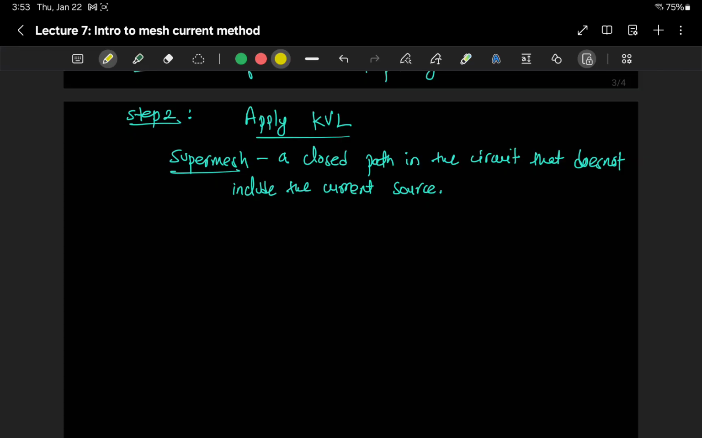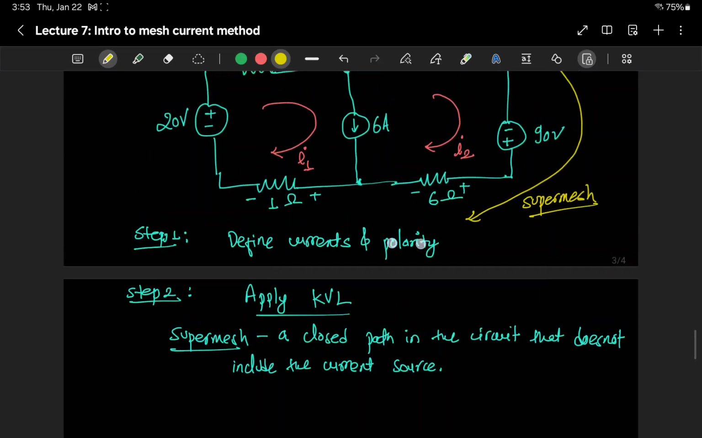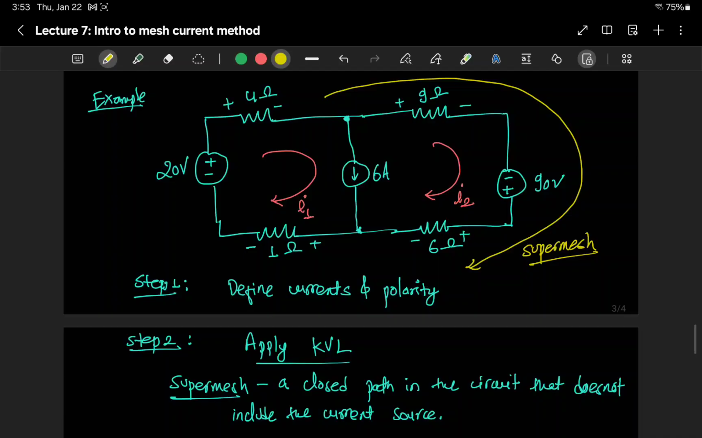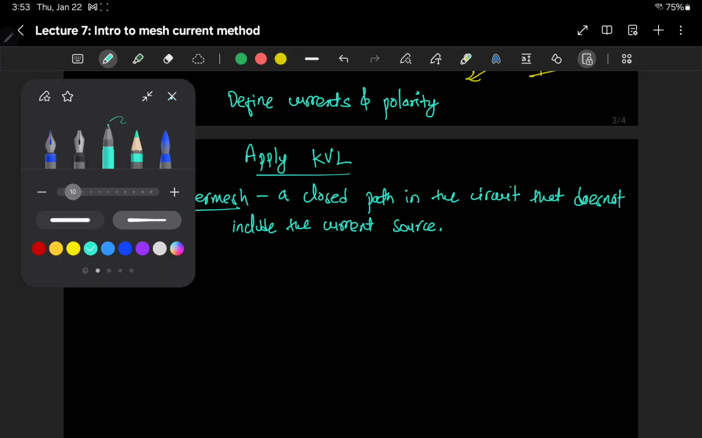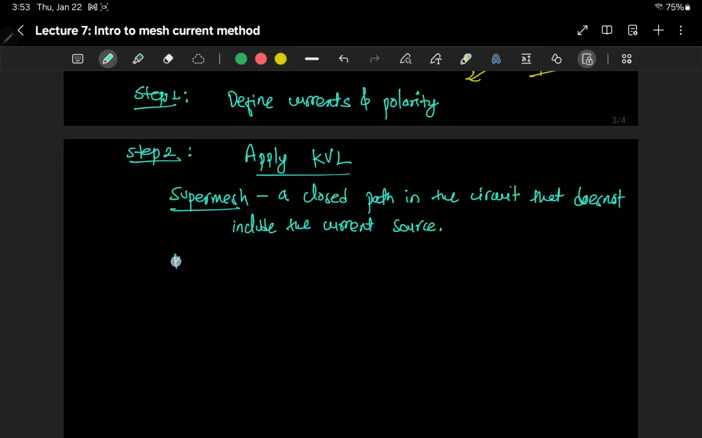Now we can apply KVL at the super mesh, and if you just look into the outer branch, if we start from here, this will be minus 20 volt, because it is negative, this is positive. We go there, this is 4 times I1, it's 9 times I2, which are both positive, and then here it's negative to positive, so that will be minus 90 volt. Then we have plus 6 times I2, and we come around here, and that is 1 times I1. So we can write it down as the KVL at super mesh.